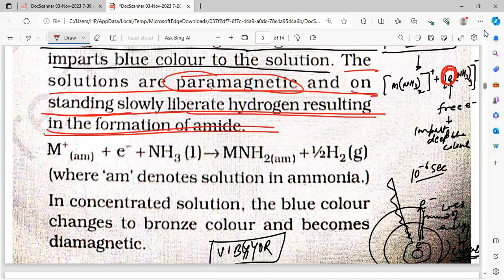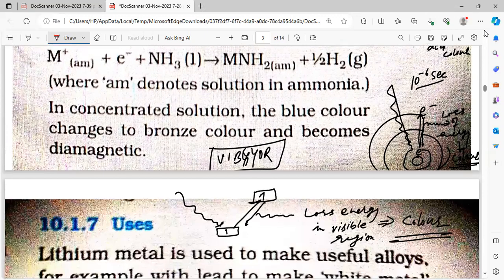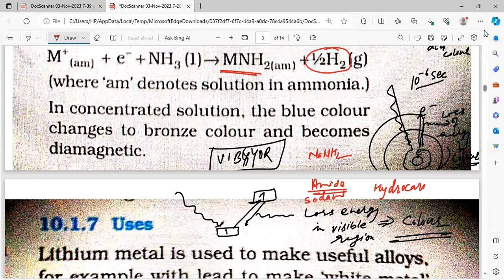If the metal stands in ammonia for a long time, what will it do? It will liberate hydrogen gas and form the amide. Suppose one reaction is there, NaNH2. This is called amide. This will come in the hydrocarbon chapter. NaNH2 is called sodamide. Let me explain it to you.